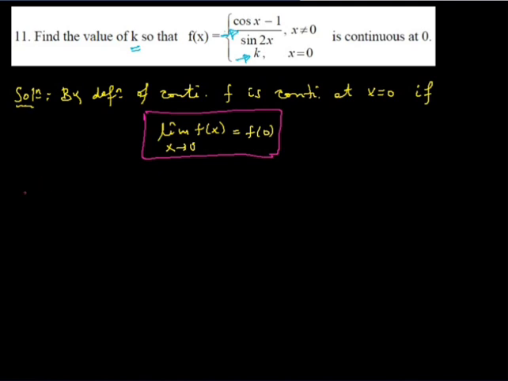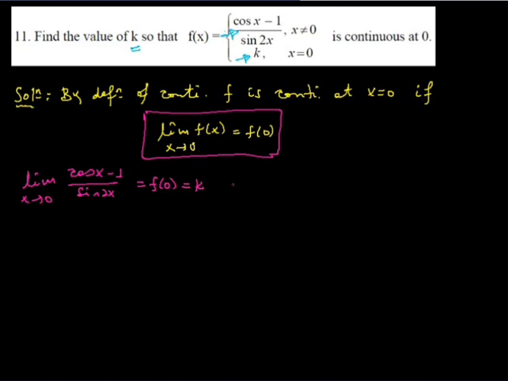So the limit of f of x means the limit of cos x minus 1 over sine 2x as x approaches 0 must be the same as f of 0. But whenever x is 0, the function becomes k.